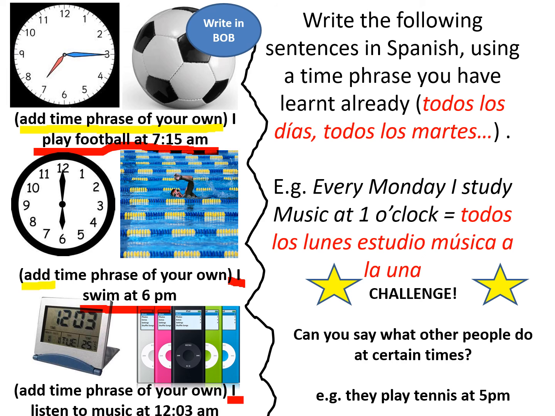Here the same. Add a time phrase of your own, and then you translate the sentence, I swim at 6 in the afternoon. And in the last sentence, the same. Here is an example. Every Monday, I study music at 1 o'clock. Todos los lunes, estudio música a la 1. Remember to write your answers in the back of your books.